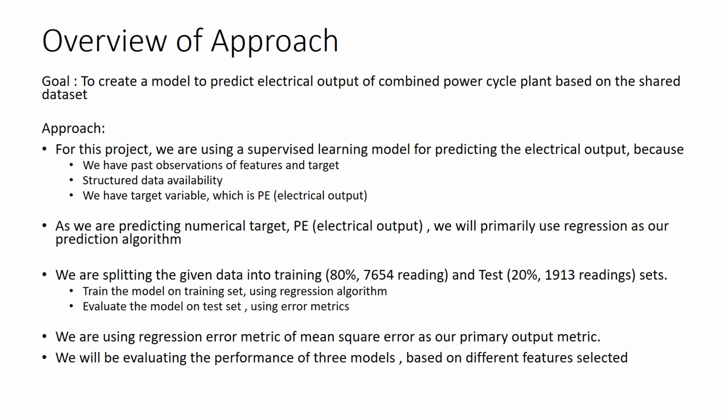We're splitting the given data into two parts: training dataset, which is 80% of the original dataset, and a test dataset, which is 20% of the original dataset. We will be training the model on the training dataset using regression models, and post that we will evaluate the model on the test data set using error metrics. We are using a regression error metric of mean squared error as our primary output metric. We will be evaluating the performance of three models based on different features selected.